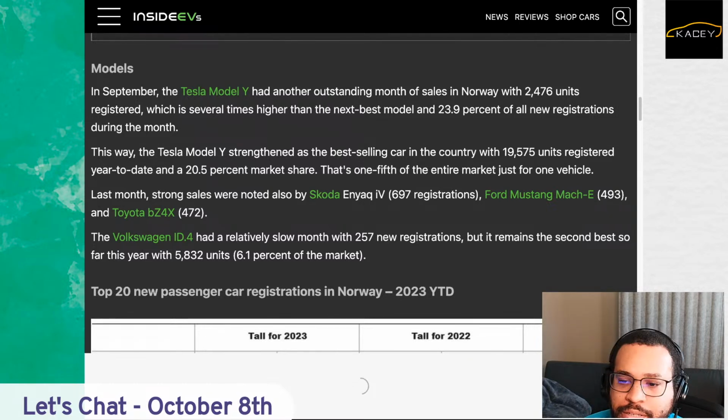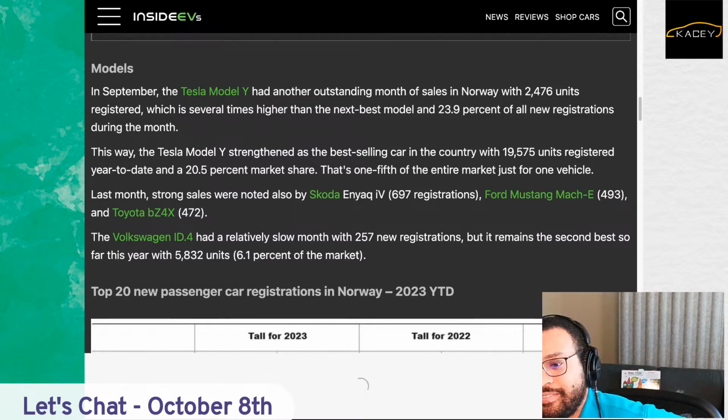Models. In September, Tesla Model Y had another outstanding month of sales with 2,476 units registered, which is several times higher than the next best-selling model and 23% of all new registrations during the month. So their best-selling car is a Model Y, not just electric, just period. This way, the Tesla Model Y strengthened as the best-selling car in the country with 19,575 units registered year to date and a 20.5% market share.